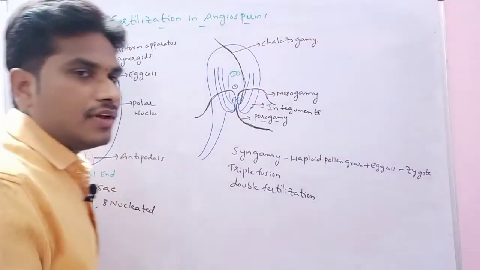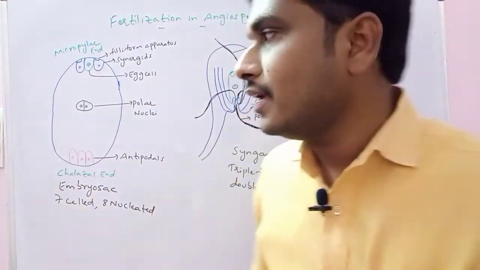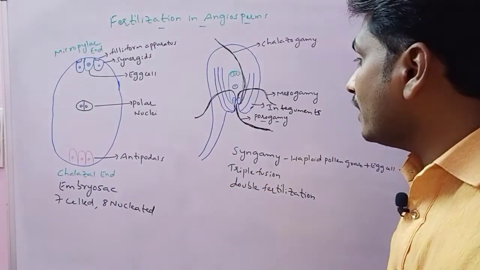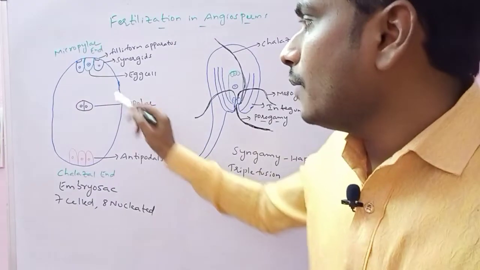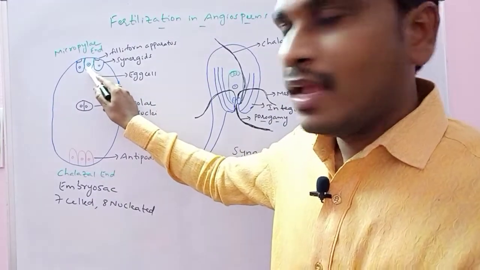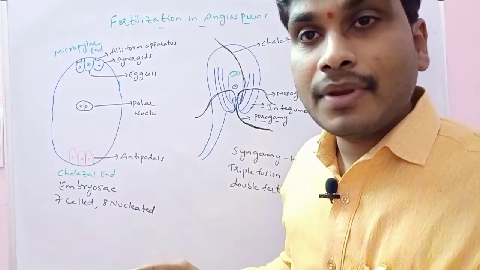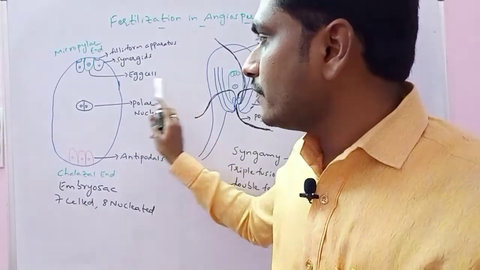This process we call syngamy. After syngamy comes triple fusion. What does it mean? Here, remember the point: one male gamete fuses with the egg cell, and the other male gamete fuses with the polar nuclei.